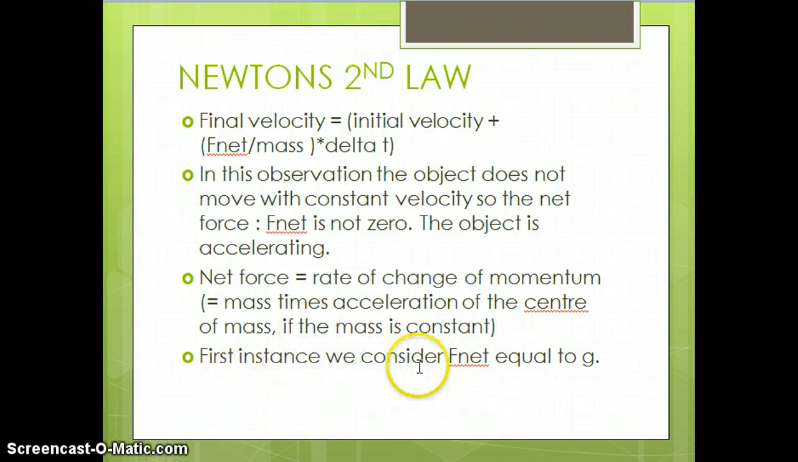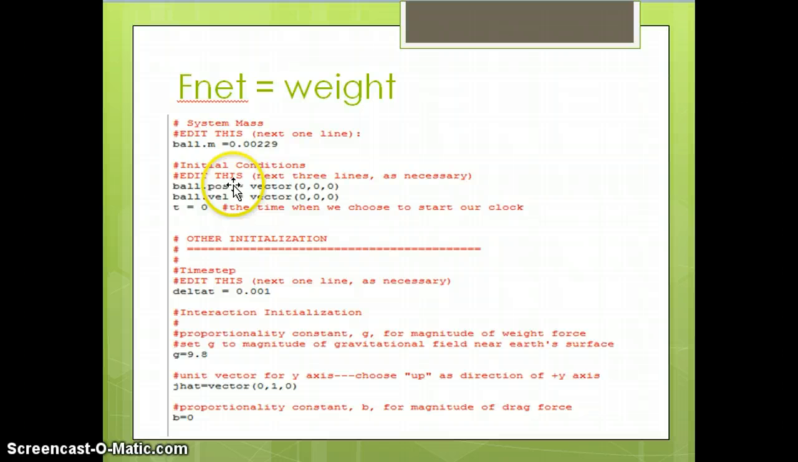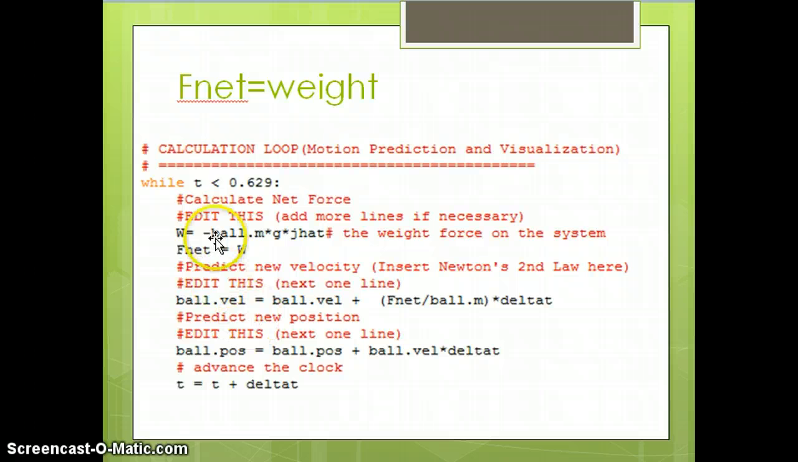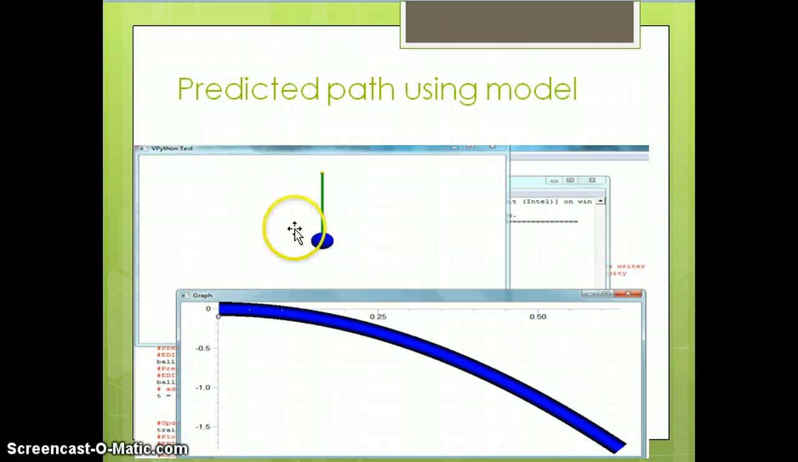In the first instance, we consider F net due to gravity. So if we look at the code, we see the ball's mass here, we see g of 9.8, and we have our vector in the y direction. We also have this weight vector. We had to put this in here in order to calculate the weight vector. When we ran our model, we obtained this plot as shown here.